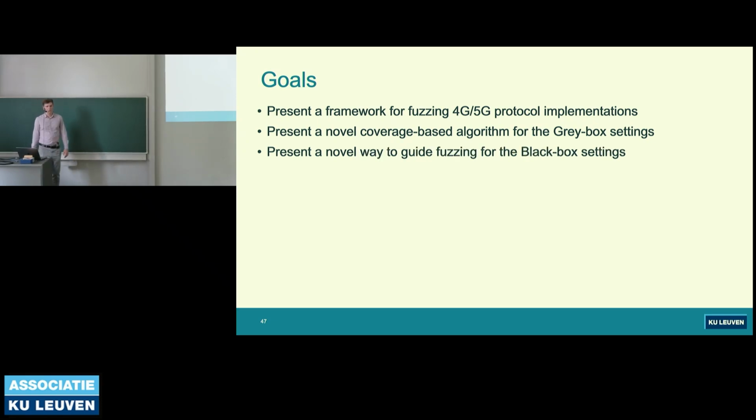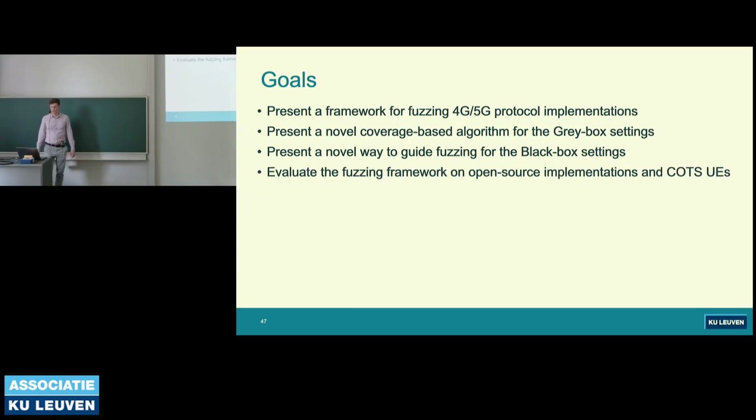But then I also present a novel way to guide the fuzzing even in the black box scenario, where you don't have direct information about the code coverage from the system under test. And then finally, I evaluate the fuzzing framework using first open source implementations to evaluate the gray box part, and also using real devices, commercial off-the-shelf phones and modems, to evaluate it in the black box scenario.